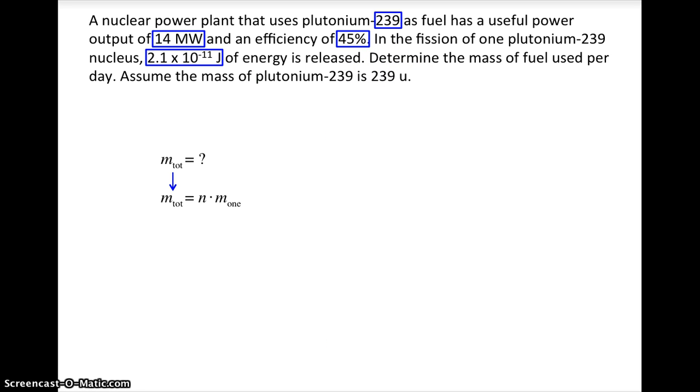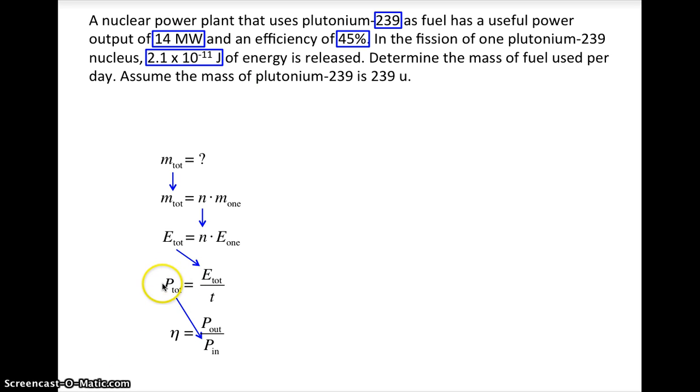To use this equation, we need to know what n is. We're going to find n from this equation. The total energy that is released is equal to the number of nuclei times the energy released per nucleus. Okay, so we have to get total energy before this equation can be used. How do we get the total energy? We're going to use the power equation. But before we can use the power equation, we have to use one other equation, the efficiency equation.